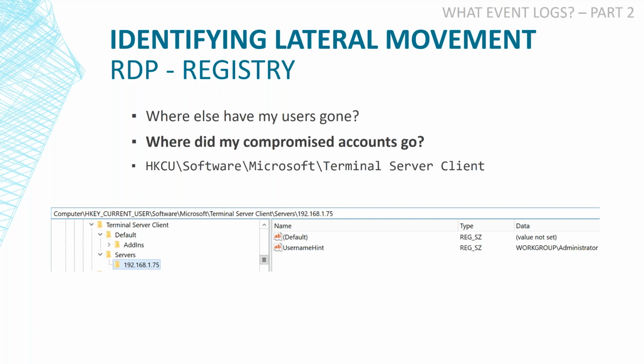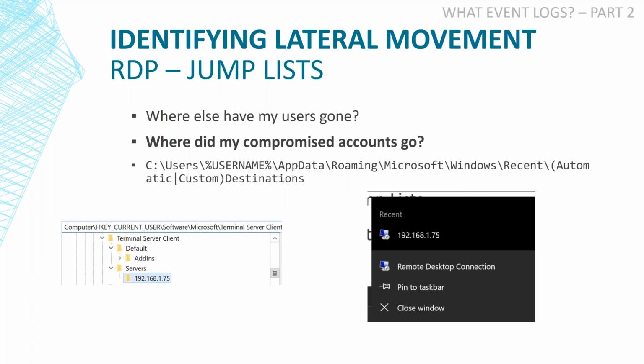The username that you used. A lot of folks like to be prompted with their username. They don't want to have to type that in. They just want to type in their password. The Windows system remembers that for you. It will also remember the IPs that you connected to. So some information is stored in the registry. You're also going to get some of this information stored inside of jump lists as well.